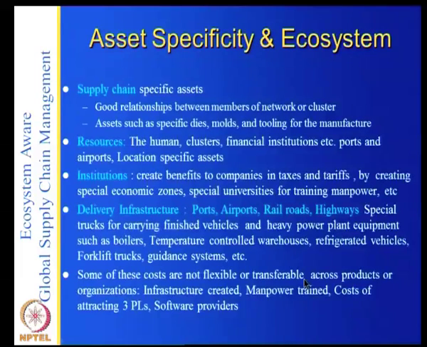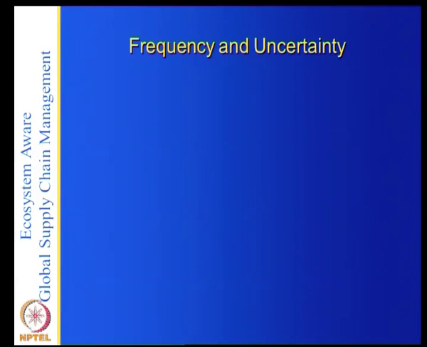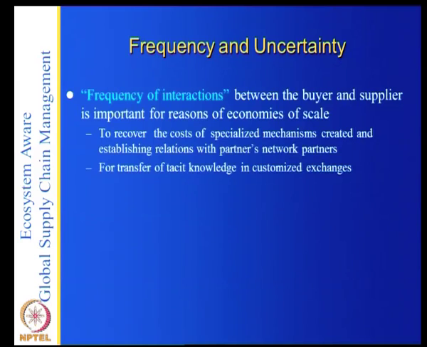So the point here is that what we are interested in is supply chain asset specificity or supply chain transaction costs. You have a supply chain, resources, institutions, delivery mechanisms, and all these things give rise to cost. So based on the ecosystem, we get frequency and uncertainty.